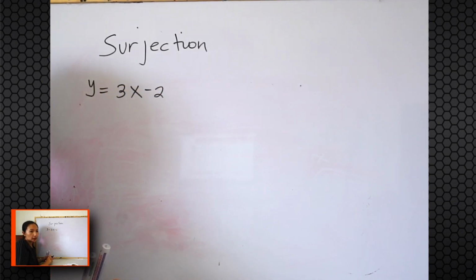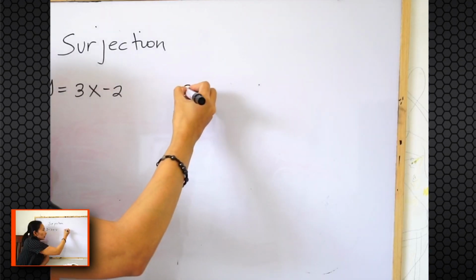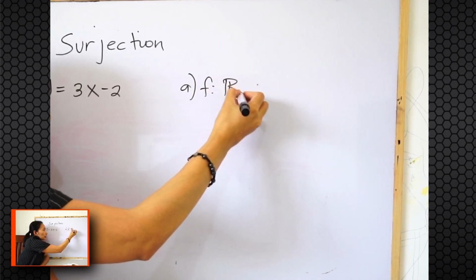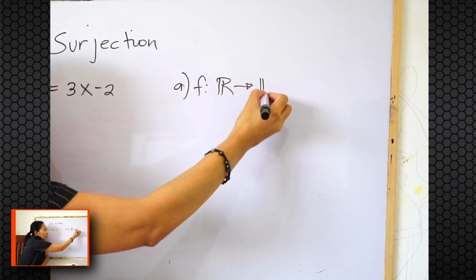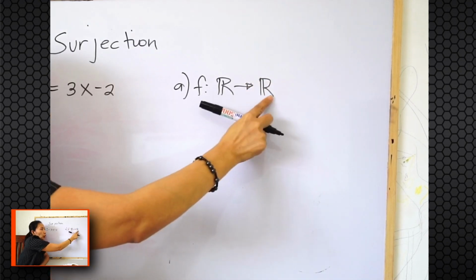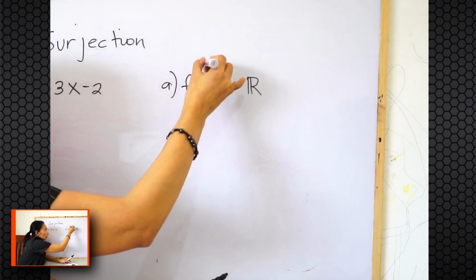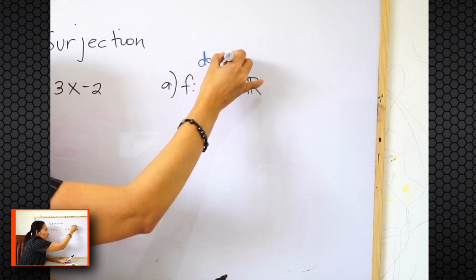The given is y equal to 3x minus 2. How shall we show whether this is a surjection or not? Now, there are two parts in the problem. Letter A, let's look into the function R map to R. This is our domain and codomain. Let me write. Let this be our domain, codomain.